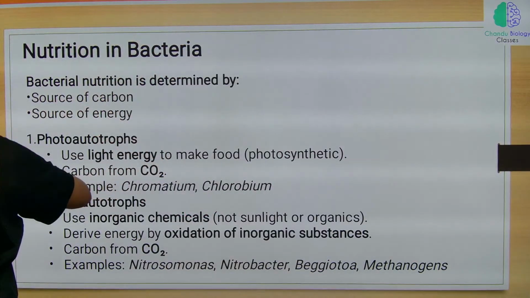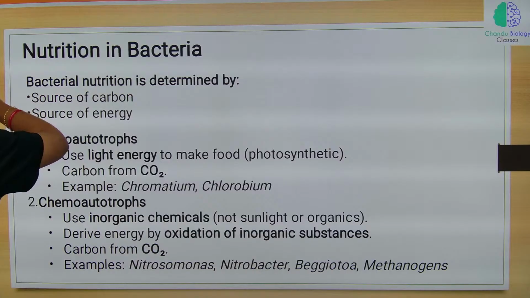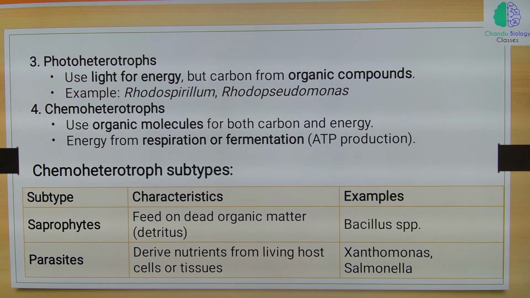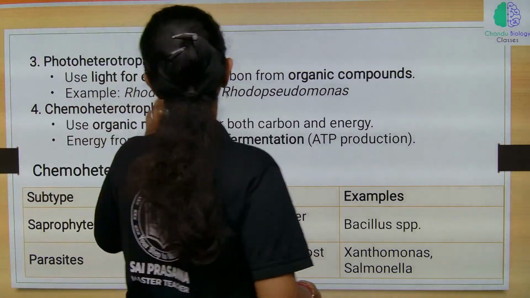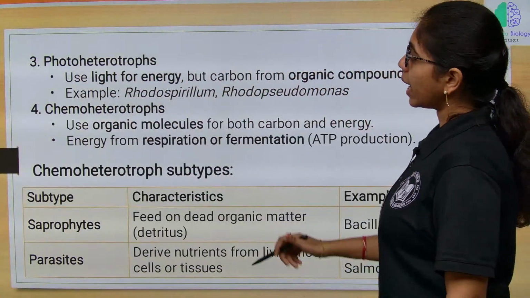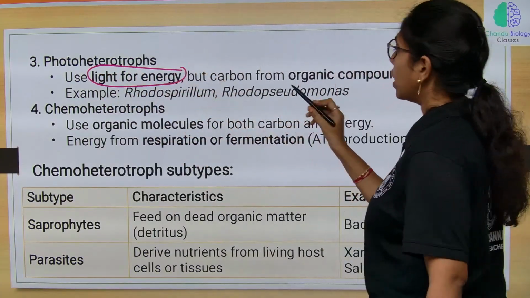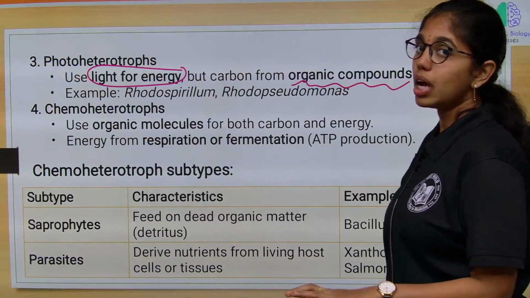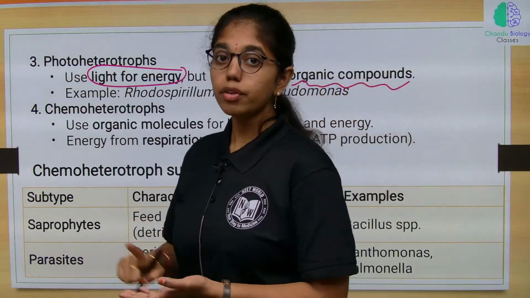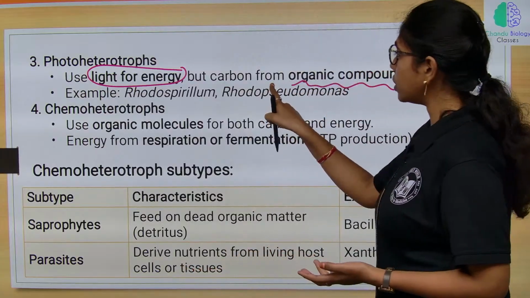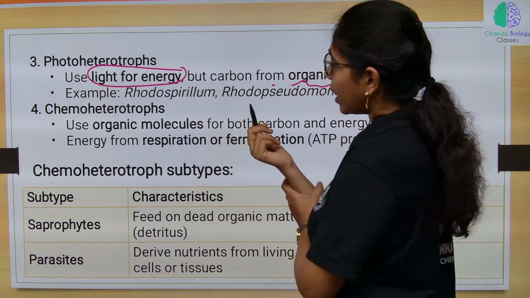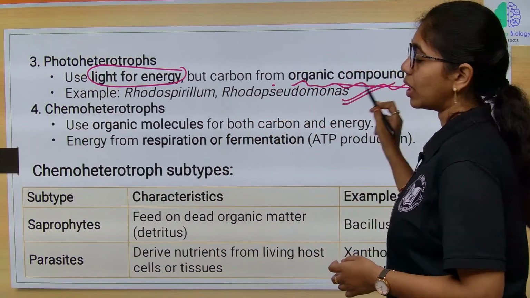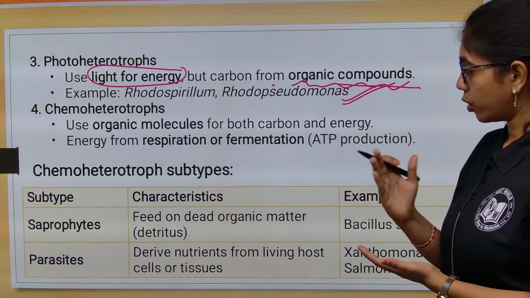Next. So here if you see photoheterotrophs and chemoheterotrophs. Till today's session we will finish up to metabolic diversity, and tomorrow we will be looking into the sexual recombination. Okay. So photoheterotrophs, they will use light for energy, but carbon is derived from organic compounds. Unlike chemoautotrophs, where carbon is from the inorganic elements, in photoheterotrophs carbon is from the organic compounds. For example, Rhodospirillum, Rhodopseudomonas, these are the best examples for photoheterotrophs.